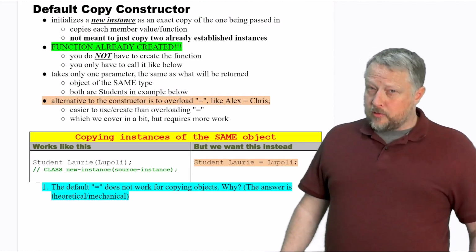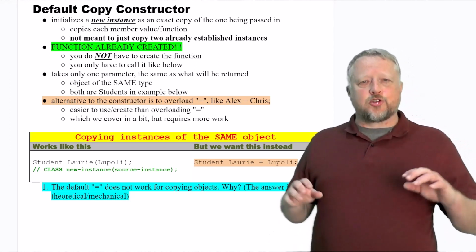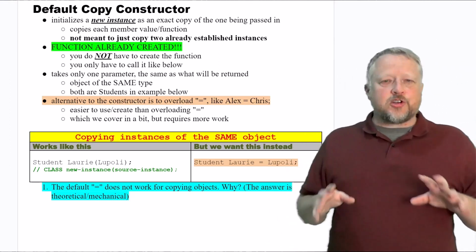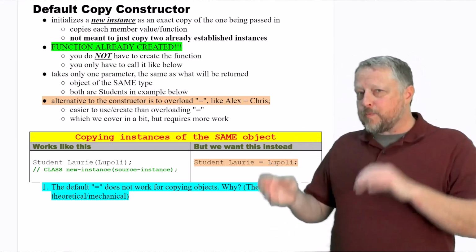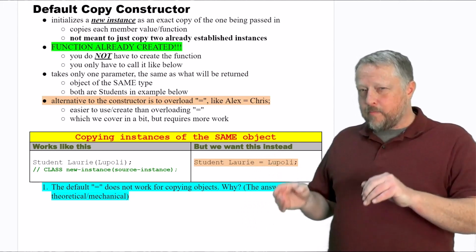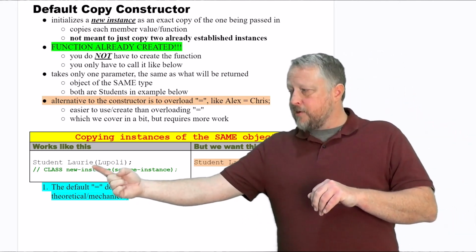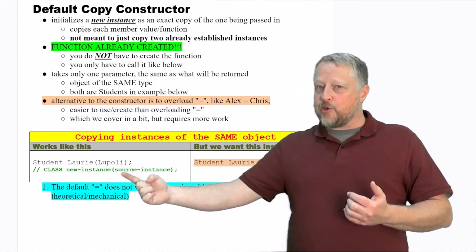Here's something a little new, and that's called a default copy constructor. In a default copy constructor, it initializes a new instance as an exact copy of the one that's being passed in. Now be careful on that, because I basically tell you, hey, that's a new one, that's the original that already had some values being put into this.